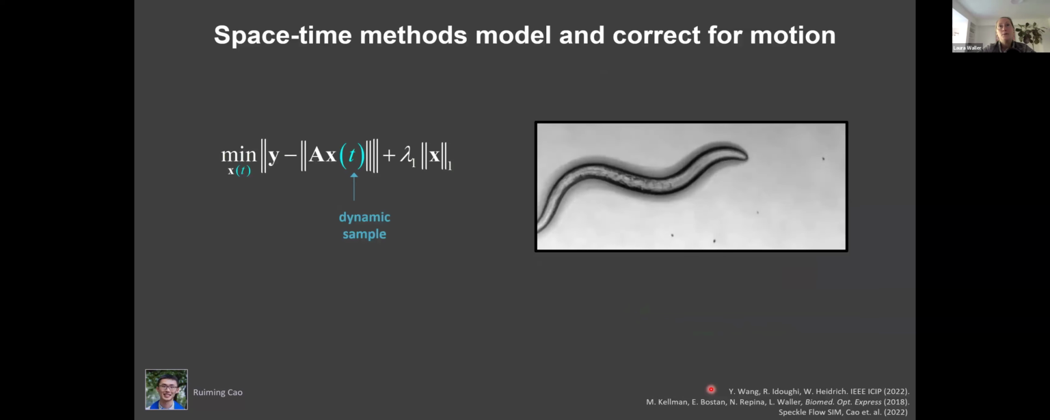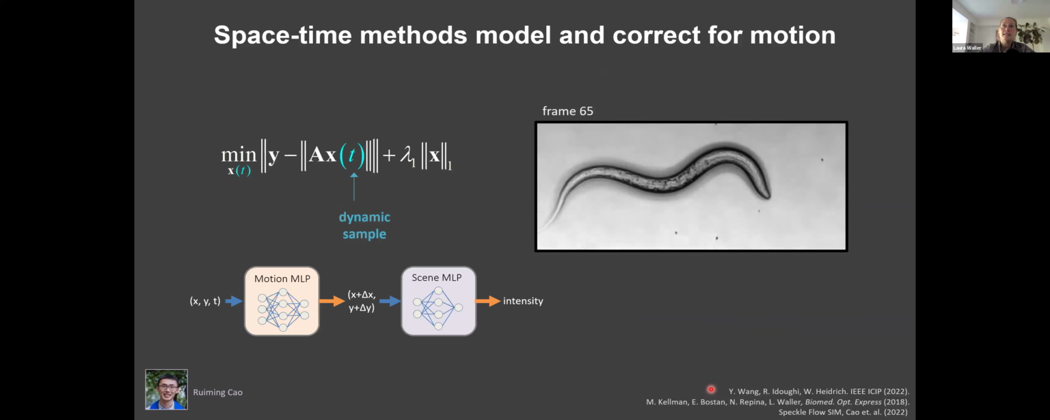So this worm is a great example. If I look at different frames of this video, they're all really similar. Things are just moving a little bit over time between frames. So we can model that really nicely with these MLPs, multi-layer perceptrons. These are implicit neural networks.